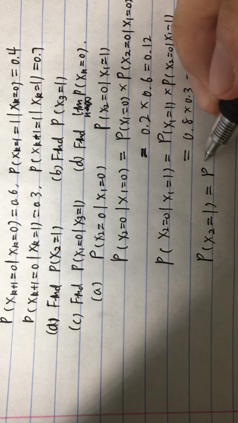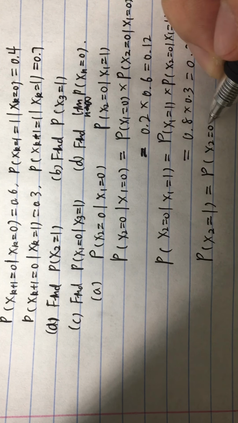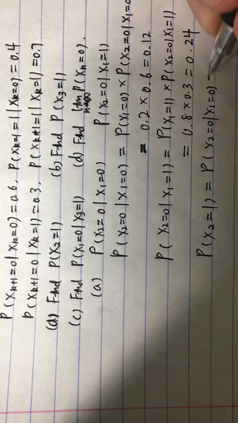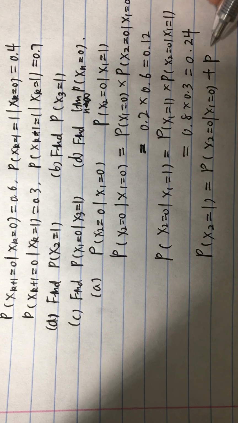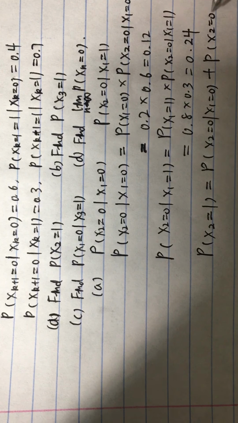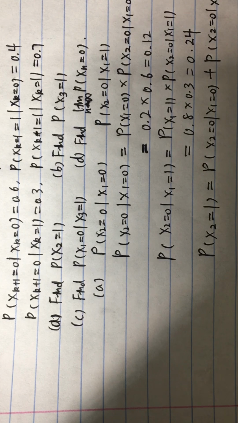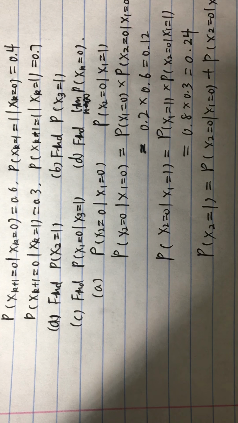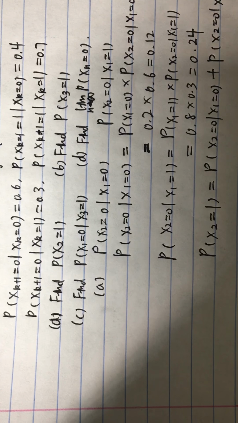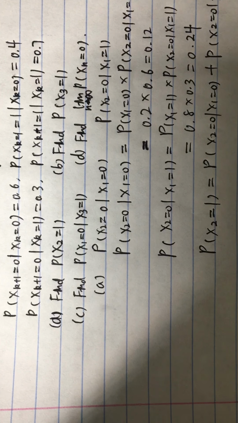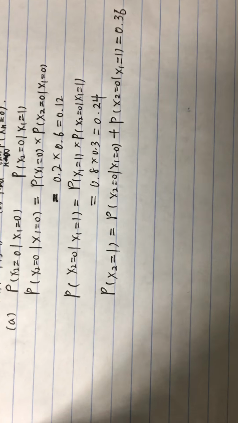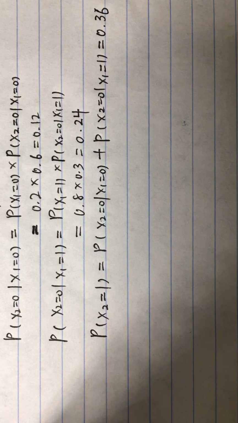Yes, that's right. So now we can get the probability of x2 equals 1, which equals the probability x2 equals 0 when x1 equals 0 plus the probability x2 equals 0 when x1 equals 1, which equals 0.36. So this is 0.36, right?